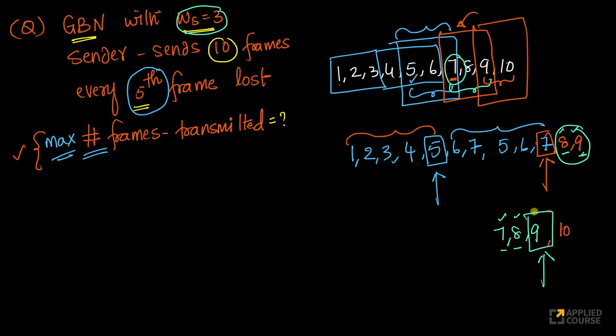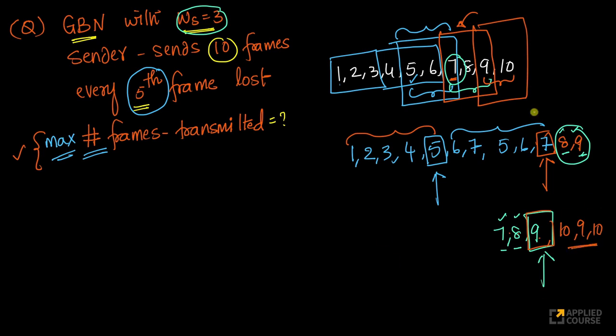I don't get acknowledgement because 9 is again the 5th frame. 1, 2, 3, 4, 5. This 5th frame got lost. The receiver doesn't send the acknowledgement. So the sender will time out, right? It will time out again, it will resend 9 and 10. Now we haven't reached the 5th frame.